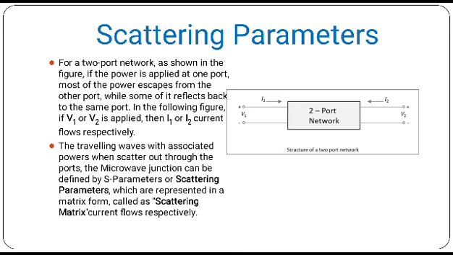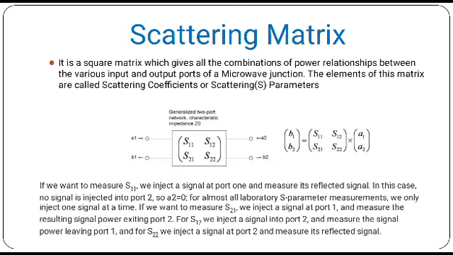Consider a two-port network as shown in the figure. If power is applied to one port, most of the power escapes from the other port, and some reflects back in the same port. Hence the voltage V1 or V2 is applied, or current I2. The wave traveling is associated when scattered out through the port. A microwave junction can be defined by S parameters or scattering parameters, which are represented in a matrix called the scattering matrix.